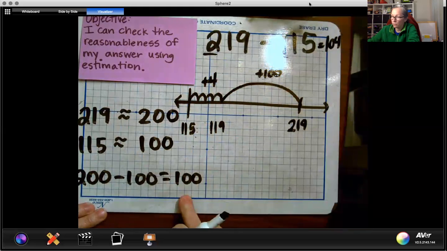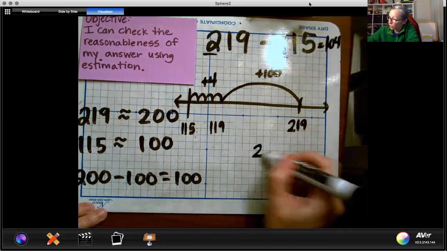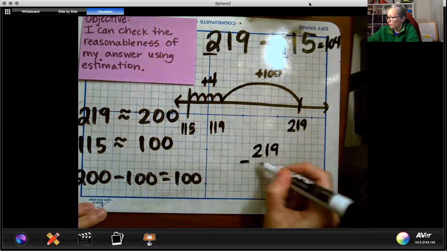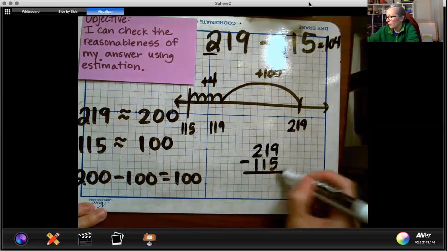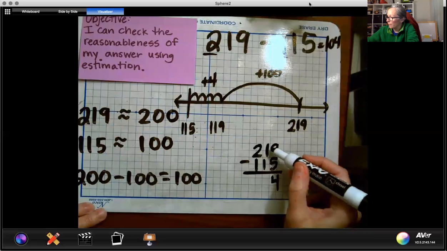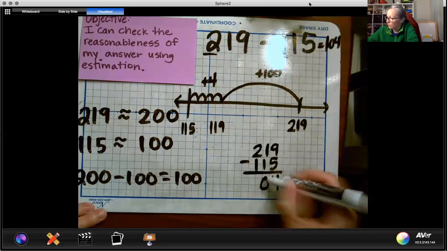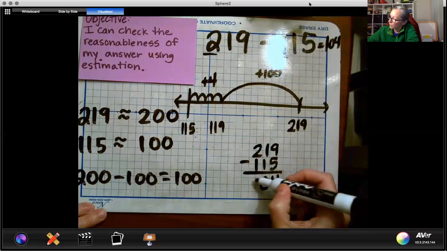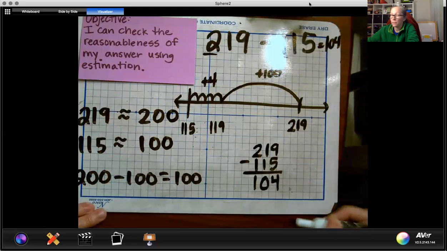Is 104 reasonably close to 100? Yes. Now I can use standard algorithm as well, and I should get the same answer. Let's try it out. 9 ones minus 5 ones is 4 ones. 1 ten minus 1 ten is 0 tens. And 2 hundreds minus 1 hundred is 100. And since 104 is about 100, that is a reasonable answer.